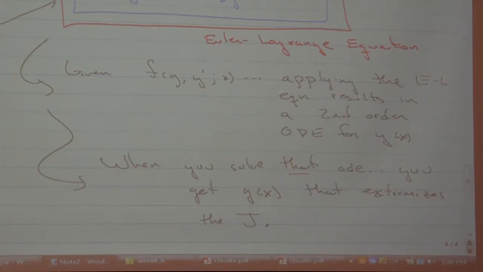So a function y satisfies the Euler Lagrange equation. Okay? So given your f, you plug f into the Euler Lagrange equation, and that gives you a differential equation for y. You know, y prime plus y double prime over 2 is equal to 0. Whatever it is. Okay? When you solve that differential equation, you get a function y of x. Which function y of x do you get? You get the very function y of x that makes j extremal.